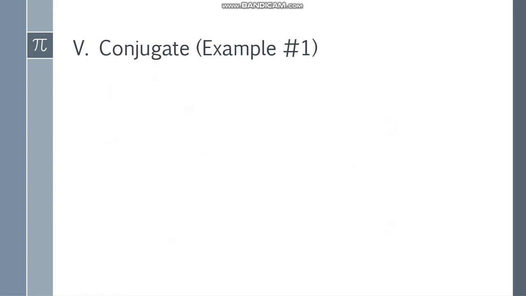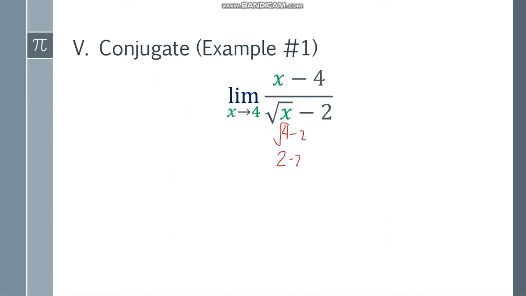Okay, next method tayo is the conjugate one. Looks scary ba? Okay, example number 1. So conjugate, madalas ginagamit natin to sa mga may square root, may radical sign sa mga fractions. So like this one, ang numerator natin ay x minus 4, at ang denominator is square root of x minus 2. Pwede mo siyang i-try mag-sub muna. So square root of 4 na, minus 2. So 2 minus 2 ay 0. So hindi pwede. Hindi ka pwede magkaroon ng 0 sa denominator alone. So you have to do another one.